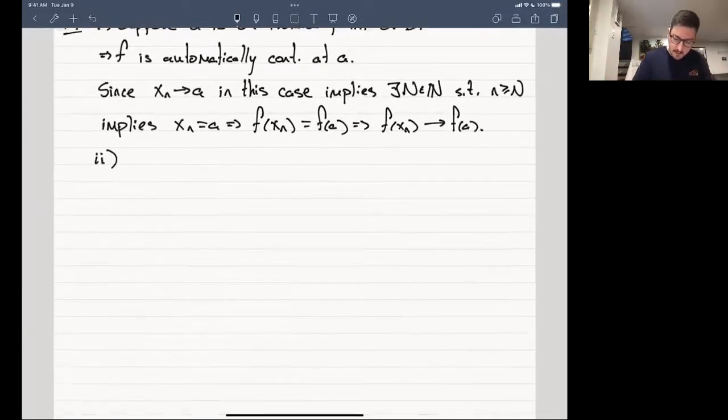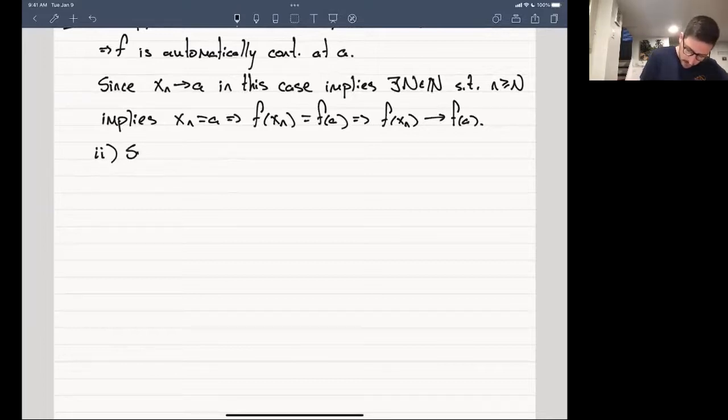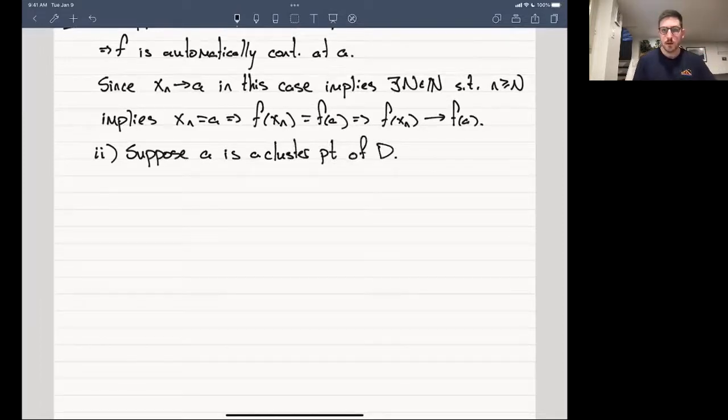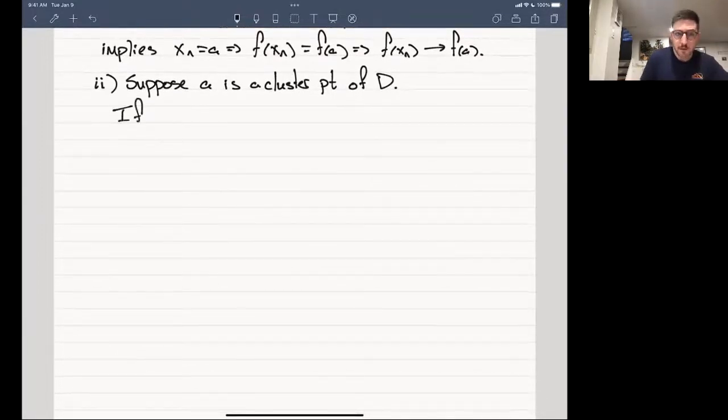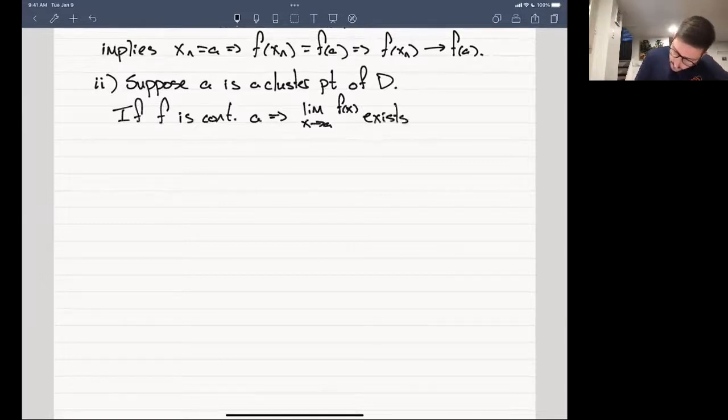Okay, so obviously the much more interesting case is going to be if we have a cluster point. So let's say, suppose A is a cluster point of the domain D. Then we can just apply our previous work, right? So some of the theorems that we've done in the past. So we say if f is continuous at A, this implies that the limit as x goes to A of f of x exists and equals f of A.